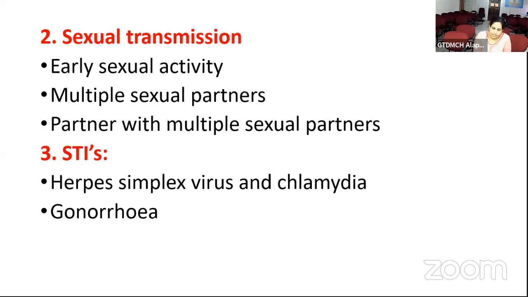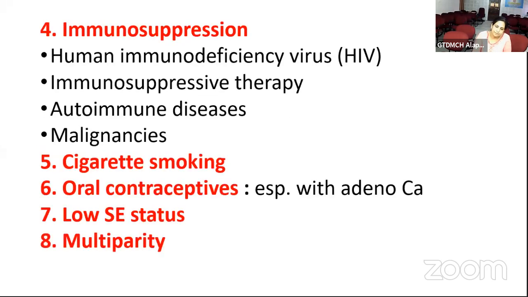Early sexual activity, multiple sexual partners, and partners with multiple sexual partners are other risk factors. Herpes simplex virus, chlamydia, and gonorrhea also predispose to CIN. Immunosuppression due to human immunodeficiency virus, immunosuppressive therapy, autoimmune disease, and malignancies can also lead to CIN. Cigarette smoking, oral contraceptives, low socioeconomic status, and multiparity are also predisposing risk factors.